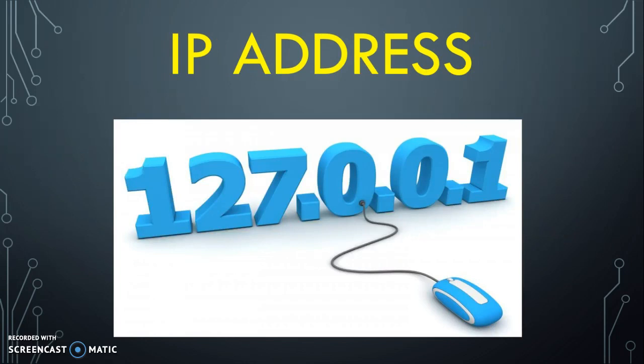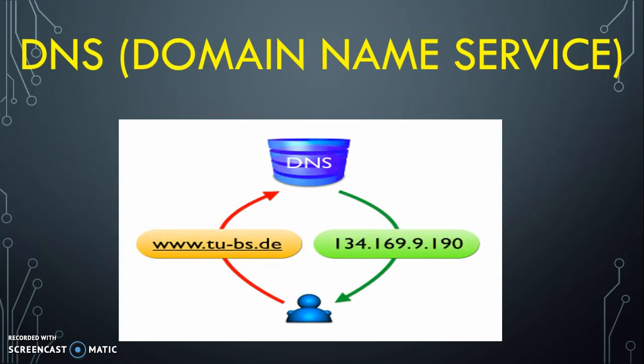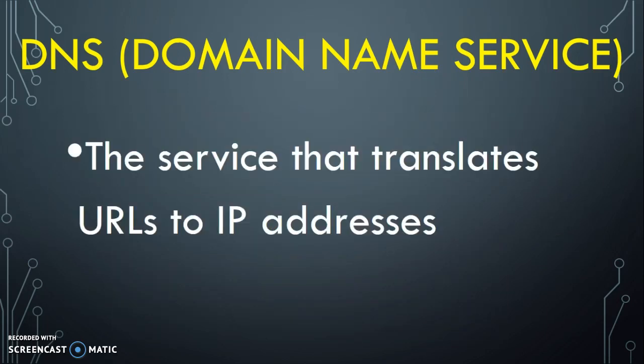An IP address. An IP address is a number assigned to any item that is connected to the internet. DNS, Domain Name Service. It's the service that translates URLs to IP addresses. So even if you have no idea what any of that means, just write it down, and when I return to class, we'll definitely talk about it.